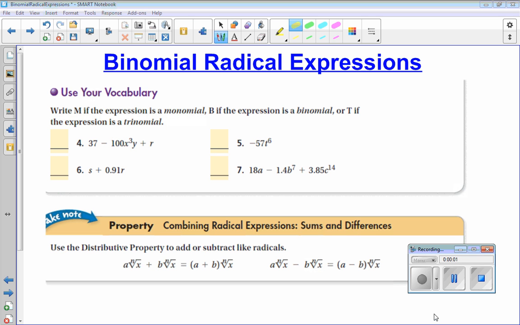Binomial radical expressions. So this is going to be the next section with radicals that we're going to be doing. Okay, we'll turn this down so we can see a little better. And we need to first remind ourselves what a binomial is.